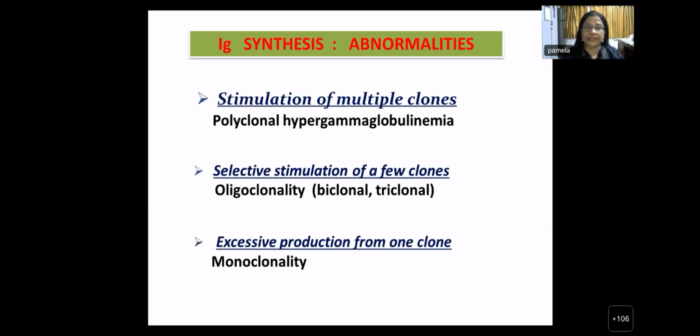There is abnormal synthesis of immunoglobulins, which could be due to various etiologies. And you can have 3 different types of production of clones. One is stimulation of multiple clones, leading to polyclonal hypergammaglobulinemia. Second is selective stimulation of a few clones, known as oligoclonality, which could be biclonal or triclonal, 2 or 3 clones. Then you can also have excessive production from one clone, which is known as monoclonality.